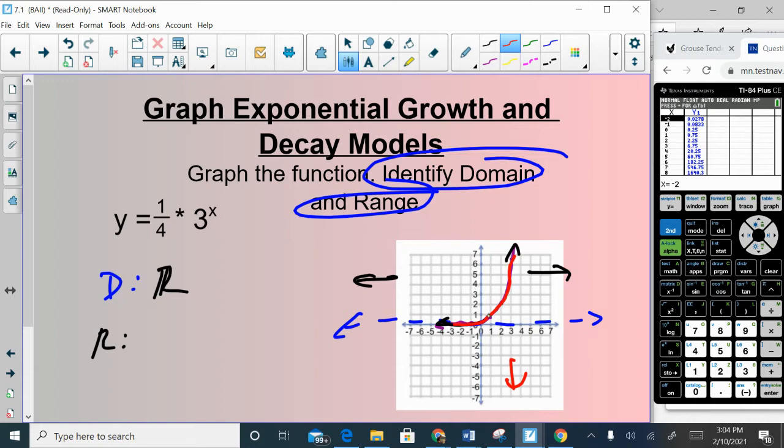What it's doing is it's approaching the y value of 0, but never quite reaching it. So its range would be y values greater than 0. It is not going to be greater than or equal to 0 because this graph never actually gets there. Like I said earlier, it just forever gets closer and closer to it.